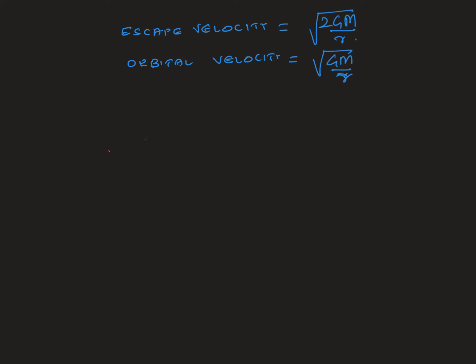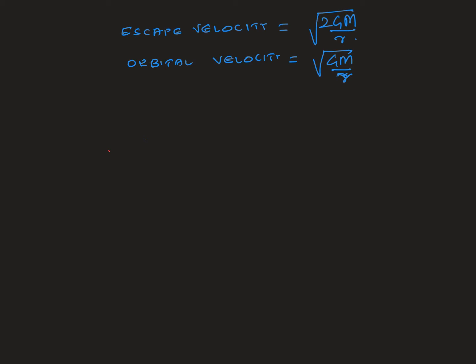So what we have found is that the escape velocity is the square root of 2GM over r and the orbital velocity is the square root of GM over r. What we see from here is that the escape velocity and the orbital velocity don't depend on the mass of the object or the spacecraft, but on the mass of the planet. And it's inversely proportional to the radius. So if the spacecraft is far away from the planet, the escape velocity is not that much. But if it's close to the planet, we need to provide more velocity for the object to escape.